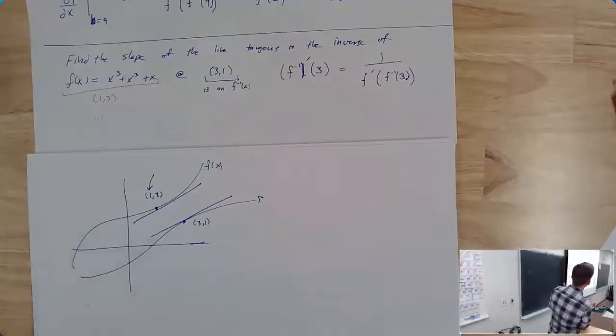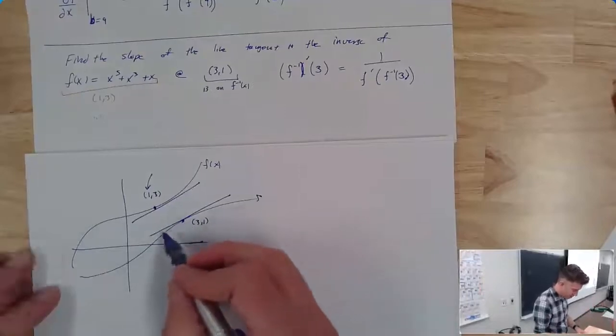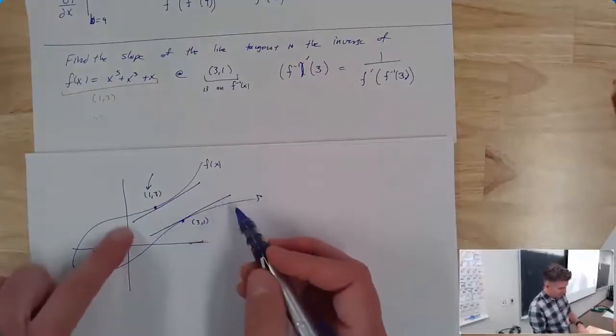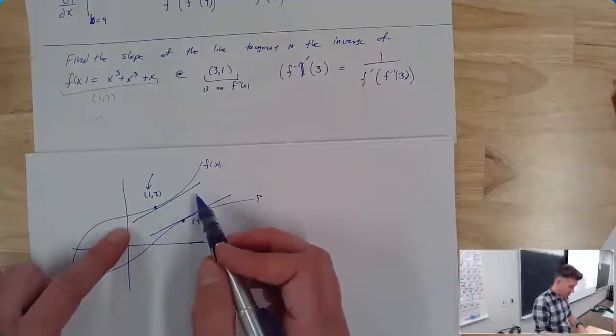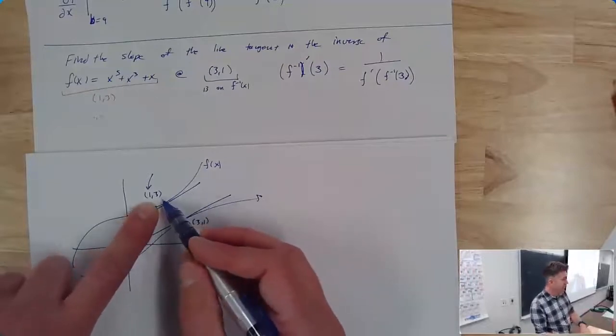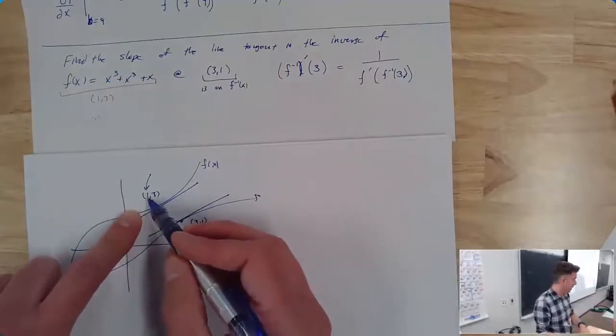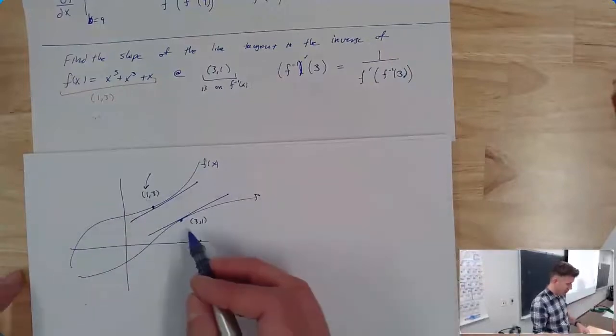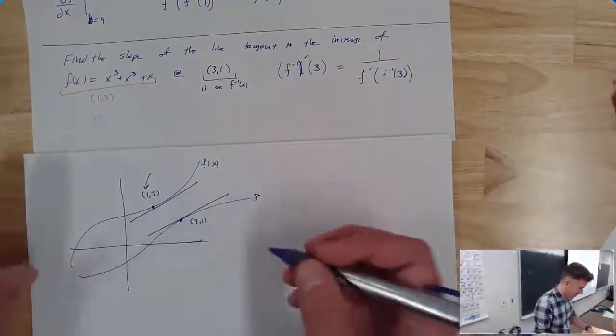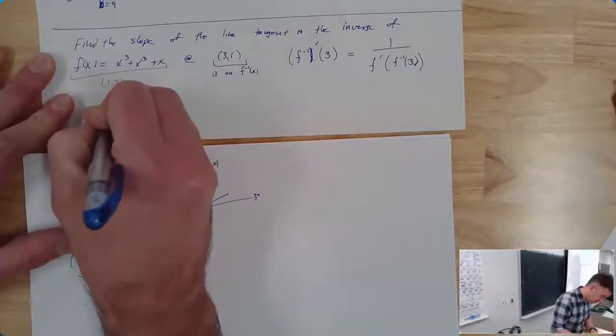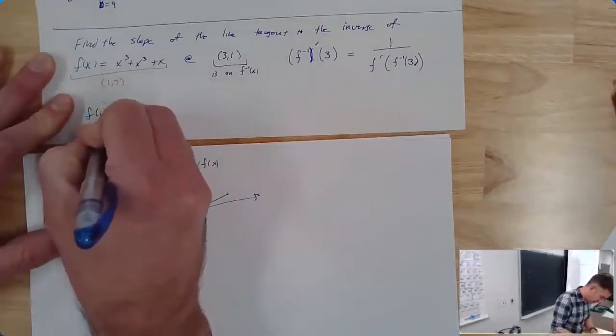But the idea here is that, okay, great. We're trying to find the slope of the tangent line here at f inverse of 3, which is 1. Right? f inverse of 3 is 1. If you plug in 3, you get back 1, or f of 1 is equal to 3. Those are the same thing. f of 1 equals 3. f inverse of 3 equals 1.